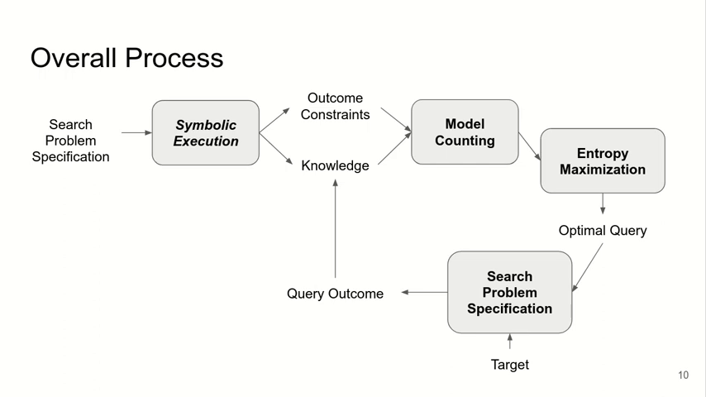That query is sent to the search problem specification, this time with a concrete target value. The outcome that is given by that query and that target value is then used to update the knowledge about the game, and the cycle continues. At each step, the knowledge is checked to see how many possible target values are left, and the search ends when the knowledge only allows for one possible target value.